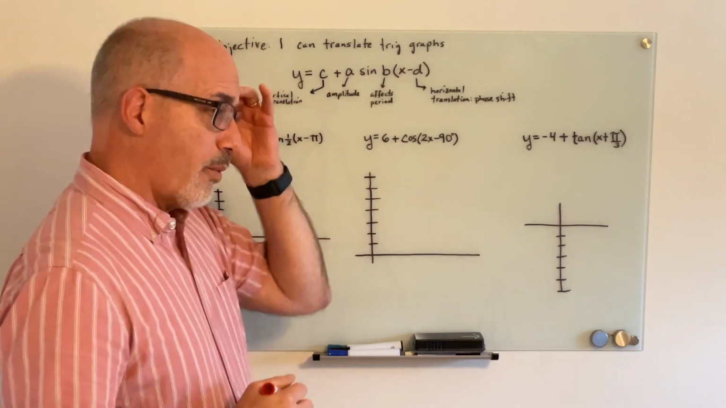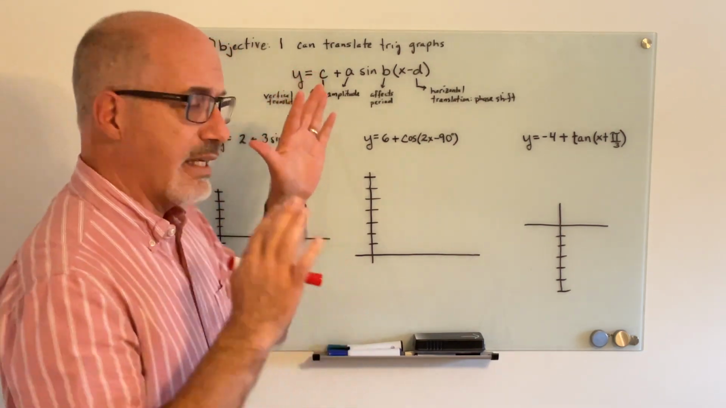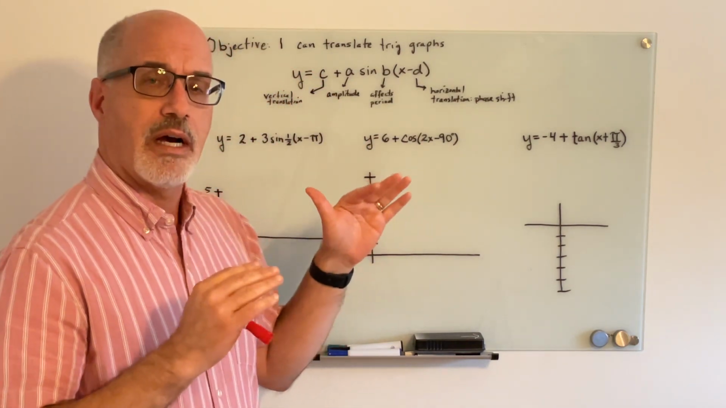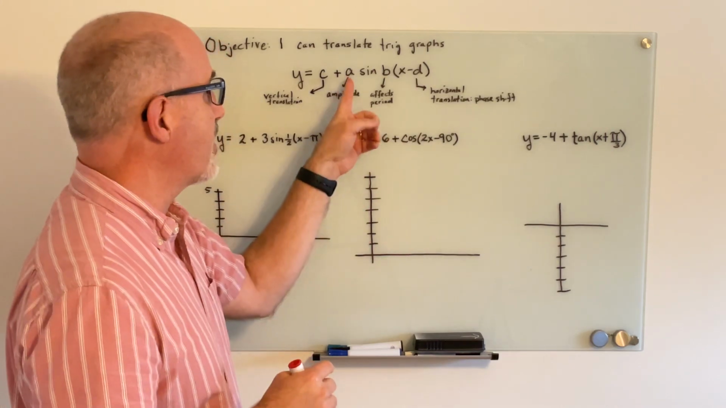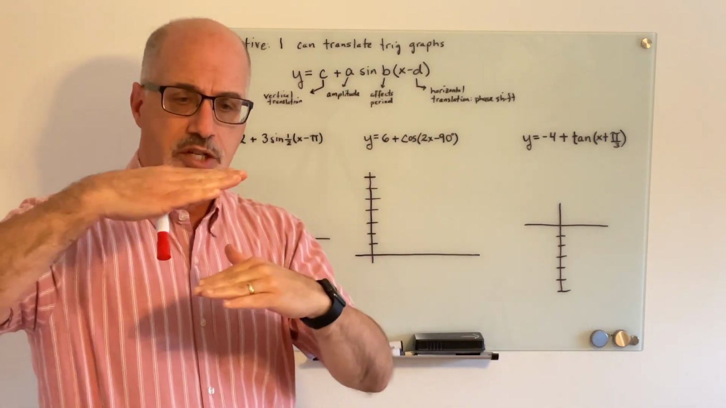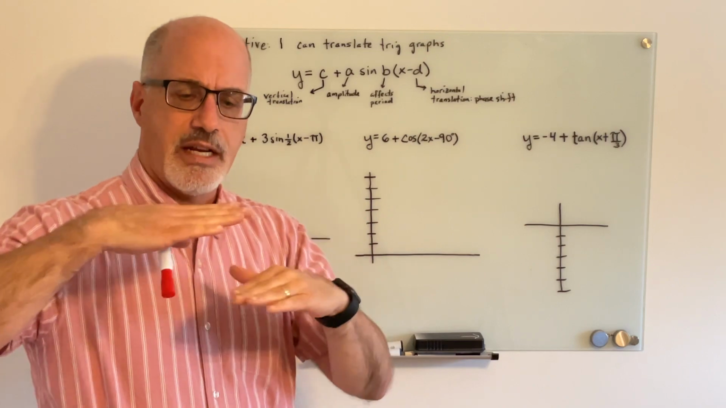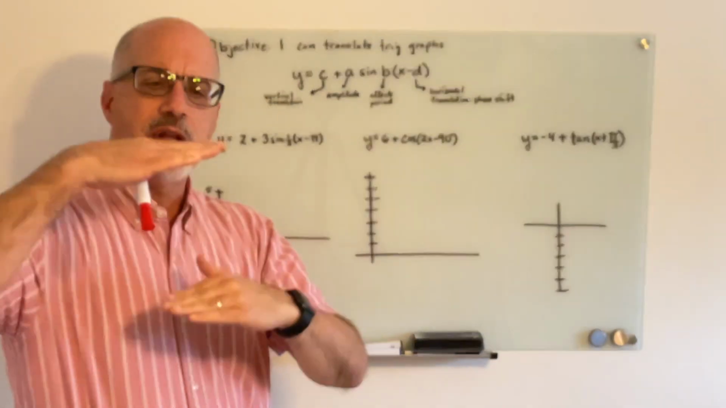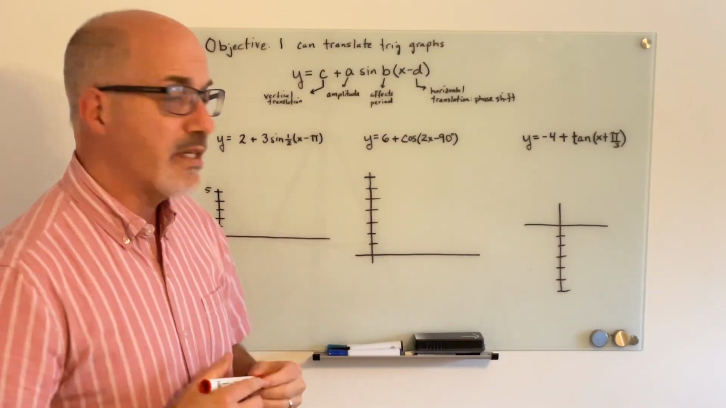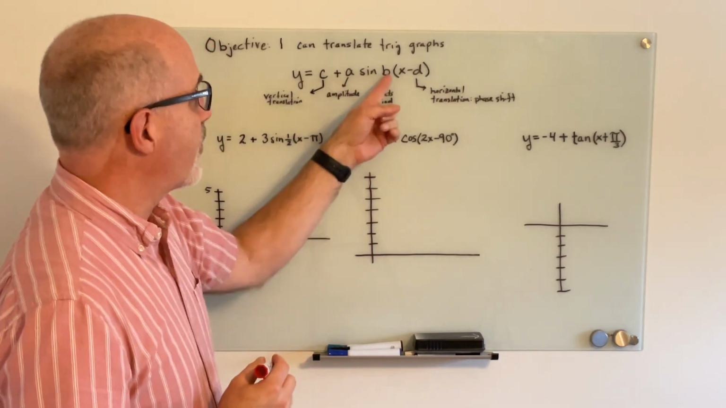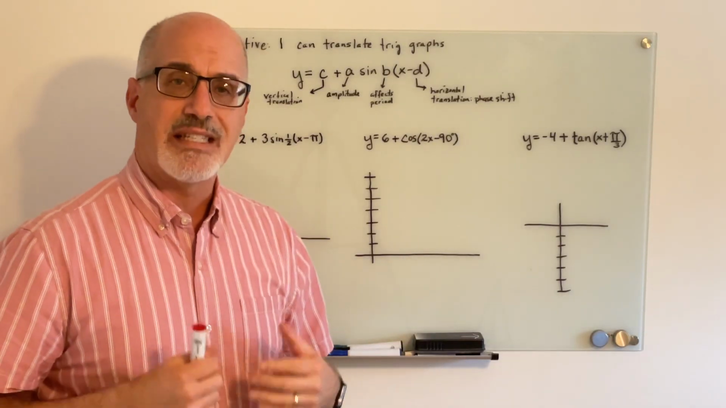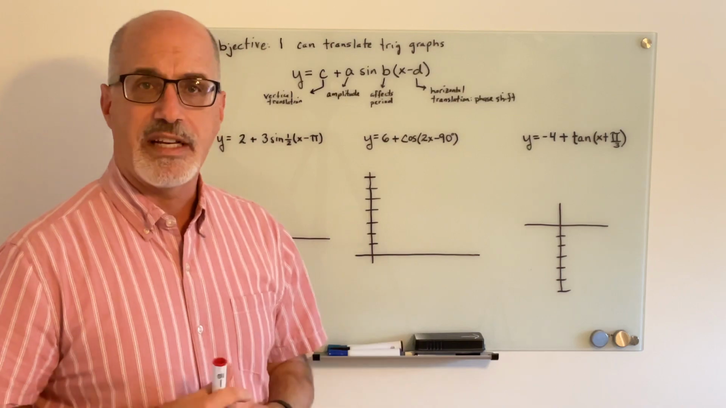What I want you to point out is that the A, the amplitude, still does the same thing. It still changes the distance from the midline of a sine or cosine. Whatever number that is, it changes it from 1 to that number. And the number in front of the x still affects the period.